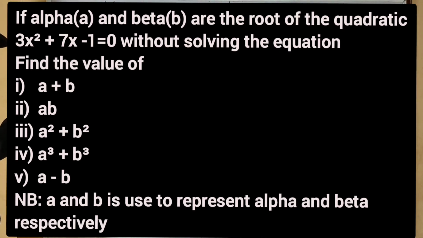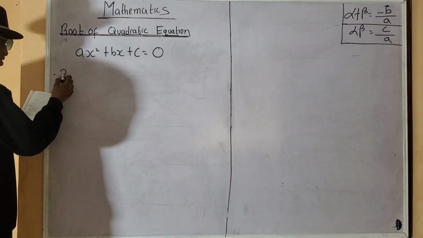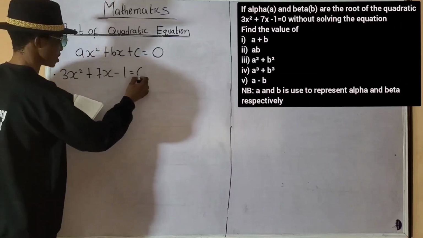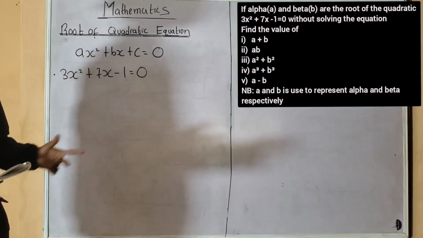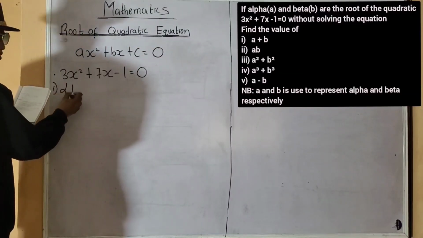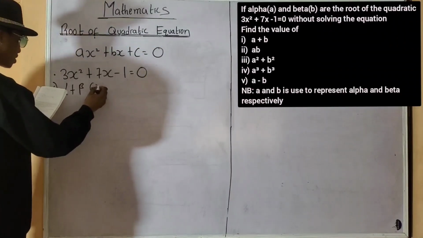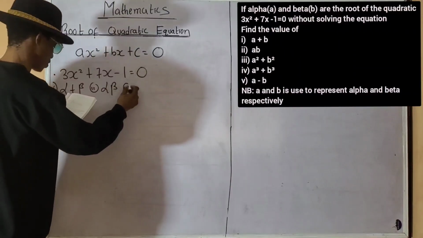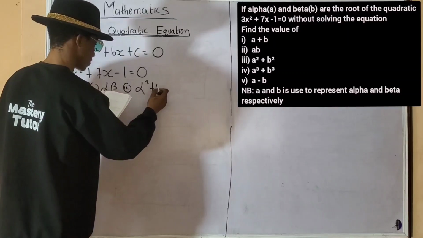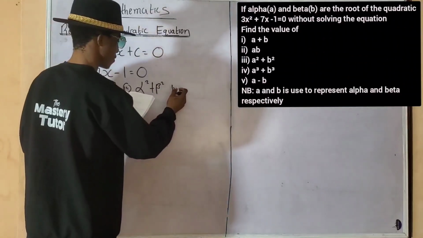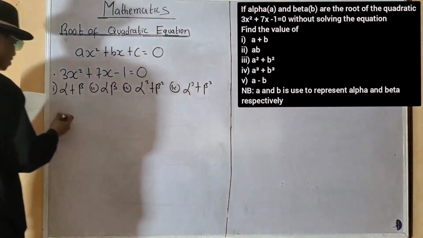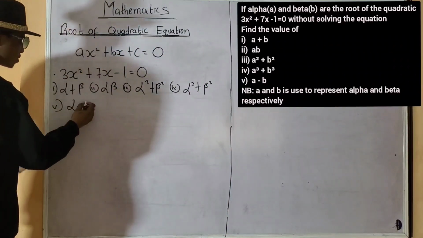We are given that if alpha and beta are the roots of the quadratic equation 3x² + 7x − 1 = 0, without solving the equation, we want to find the value of: number 1, alpha plus beta; the second, alpha beta; the third, we are asked to evaluate alpha squared plus beta squared. Then number 4, we are asked to find alpha cubed plus beta cubed. Then number 5, which is the last, alpha minus beta.